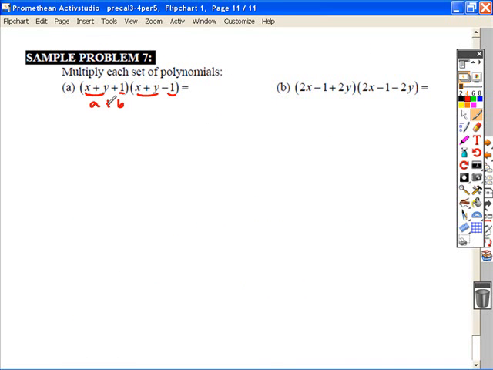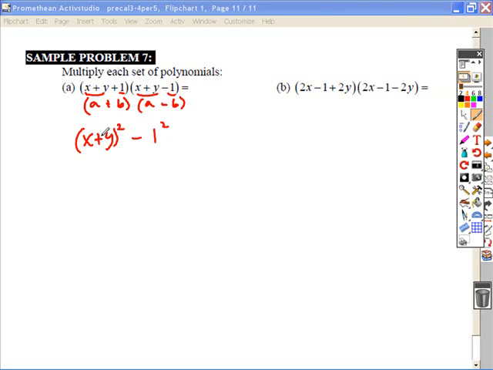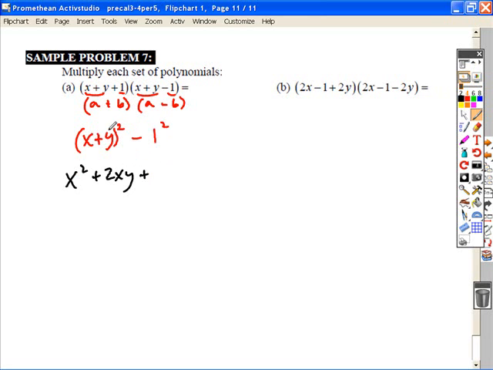Okay, so if you think of this first set, x plus y is your A value, and 1 is your B value. It fits that same pattern of the sum and difference of terms, so it expands into the difference of squares. So if you take the first term, which is this binomial x plus y squared, minus your second term squared, you can now simplify and get your answer using the binomial square pattern. First term squared, double the product of the terms, x times y times 2 is 2xy, plus your last term squared, all minus 1 squared expanded gives you your constant negative 1.